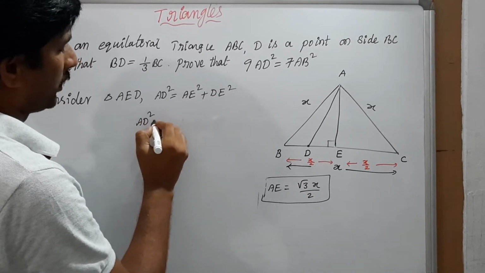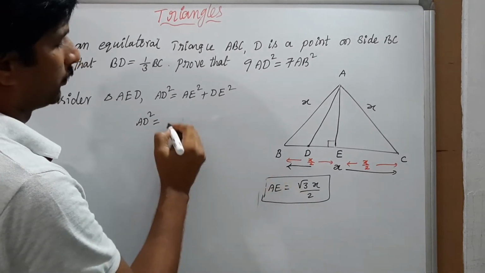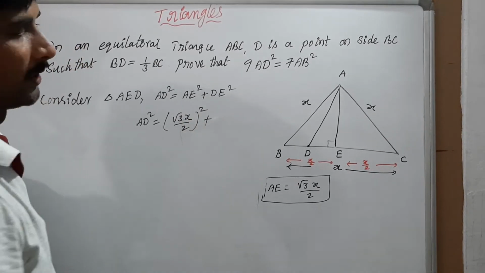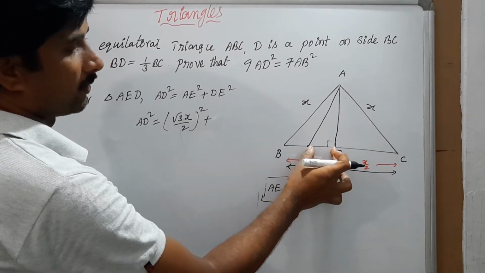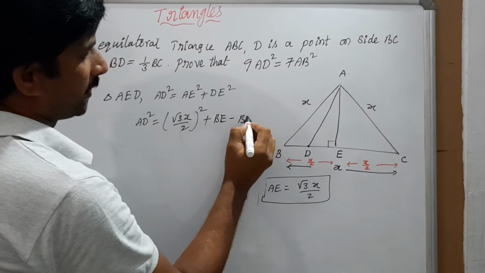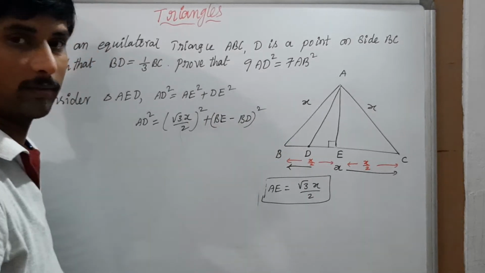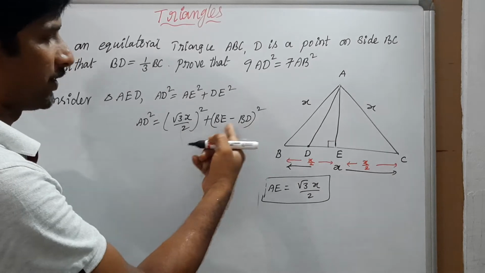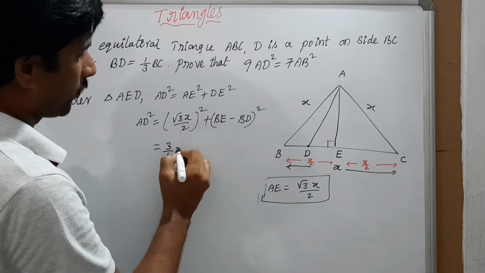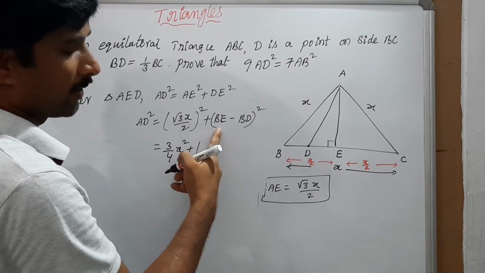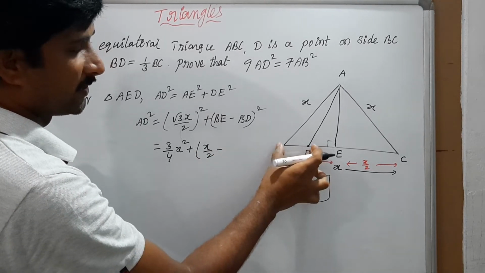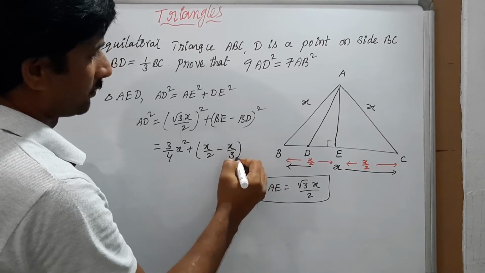So AD square is equal to AE square, already we have AE value, that is root 3 into x by 2 whole square, plus DE. DE is nothing but BE minus BD, whole square. Now we can substitute the values of BE and BD here. That is root 3 by 2 x whole square, nothing but 3 by 4 into x square, plus BE, nothing but x by 2, minus BD, BD is equal to x by 3, whole square.